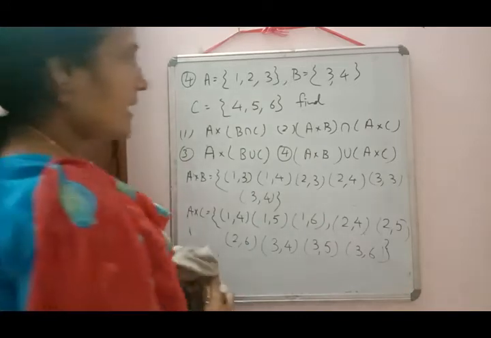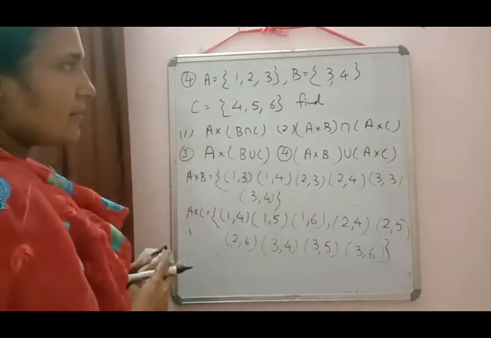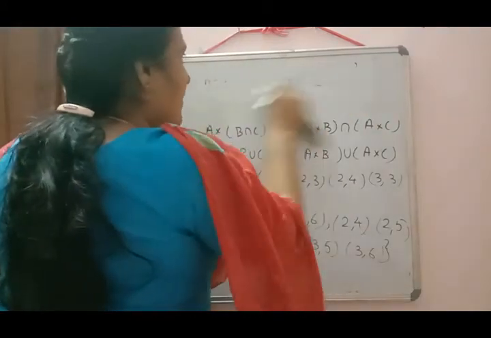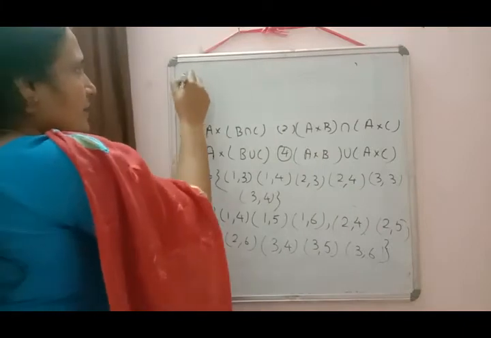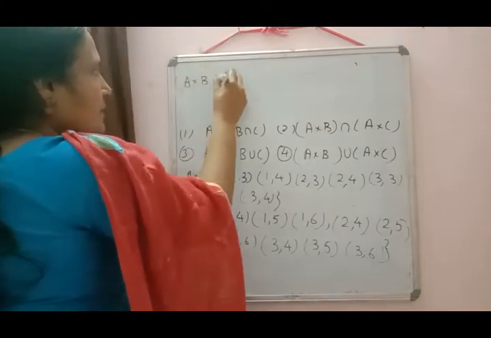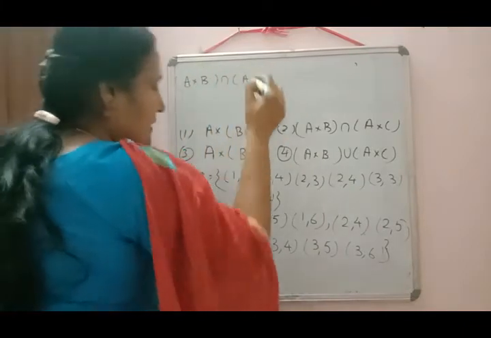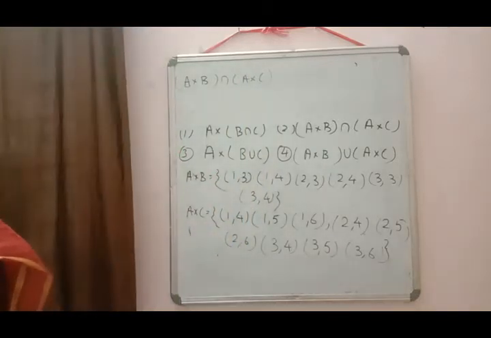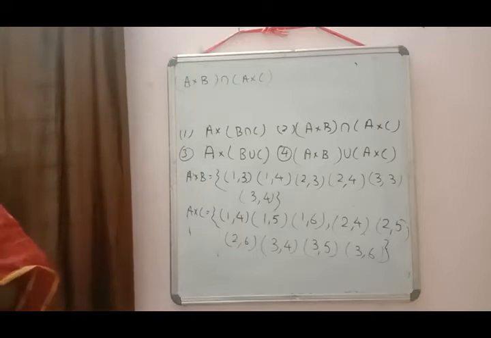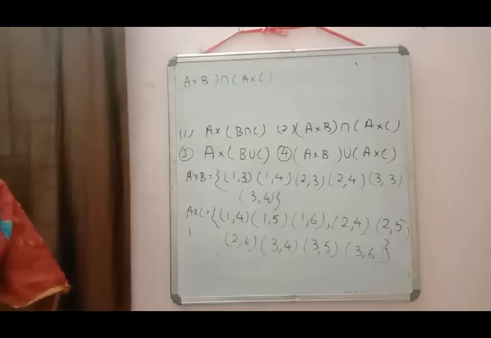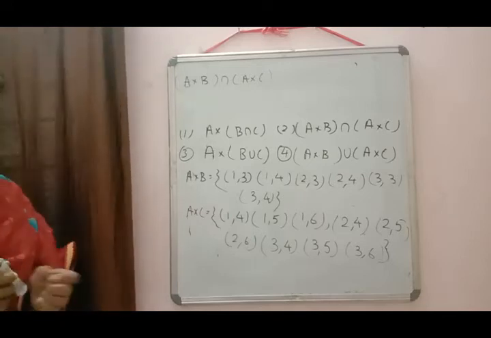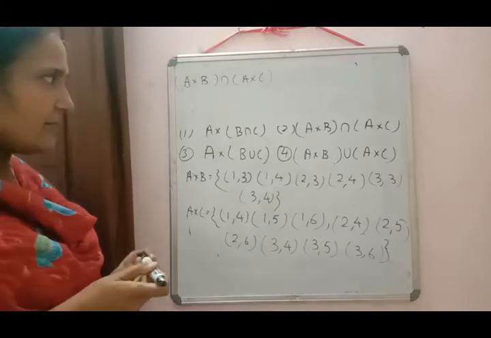Now the second question is to find A cross B intersection A cross C. Just to check if any element is common in A cross B and A cross C, the elements should be equal, meaning the corresponding first element and second element should both be equal, as we write in coordinate geometry, in the same way here.